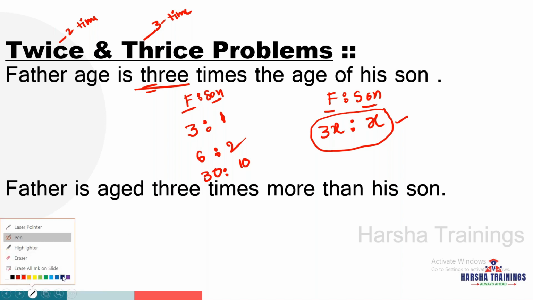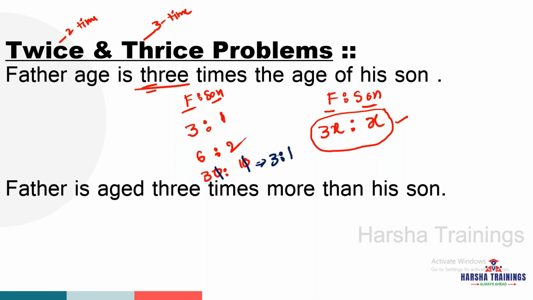Look at the screen carefully, guys. 0 and 0 cancel, final answer is how much? 3 is to 1. Look at the screen, guys: 2 ones are 2, 2 threes are 6, final answer is 3 is to 1. Already you took son's age as 1, then final answer is how much? 3 is to 1. Got my point, all of you? So son's age we don't know, you can take any number, guys, not a problem, finally we will get the same answer. Any doubts regarding this point, guys?